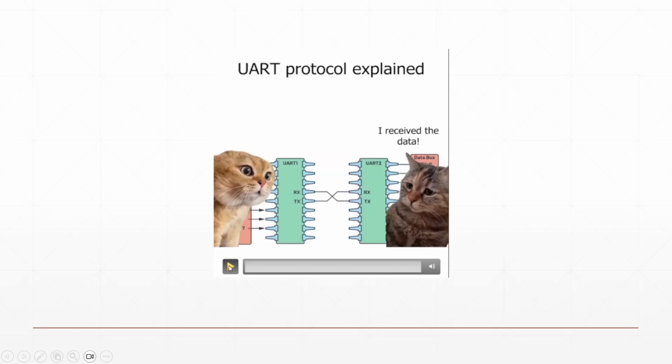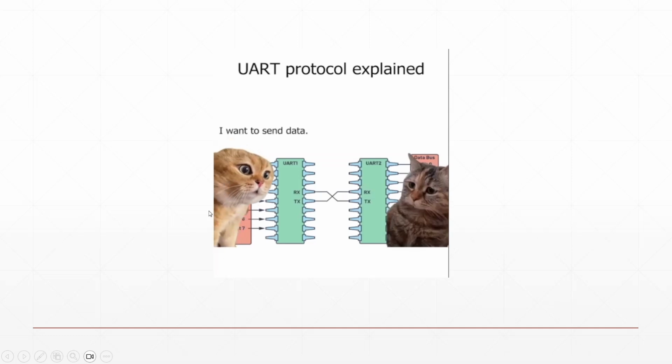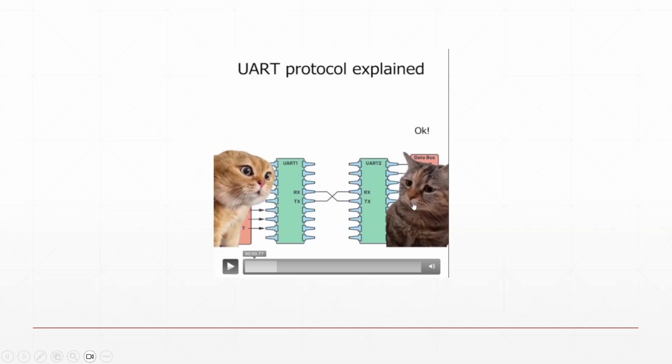Okay, so this is one reel which I took from Instagram. Here they explain how this UART protocol works, right? So again I will show you and I will explain here. First, this first cat we can say is the master, and this second one is a slave. This cat wants to transfer the data, or else we can say the master wants to send the data. The slave cat says okay, you can transmit.